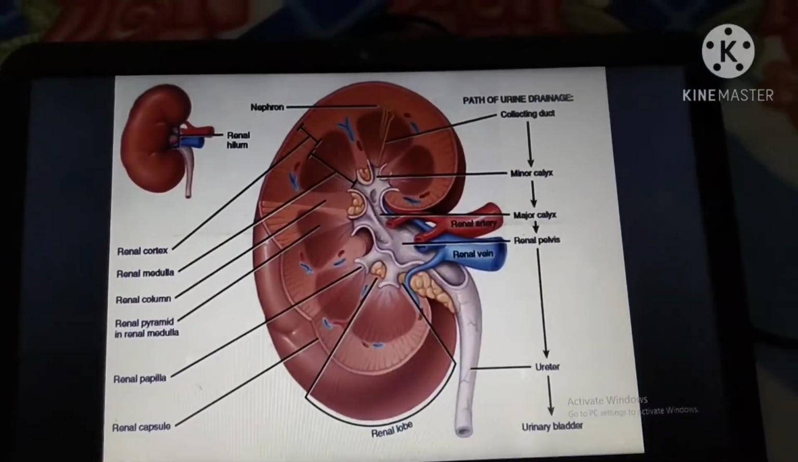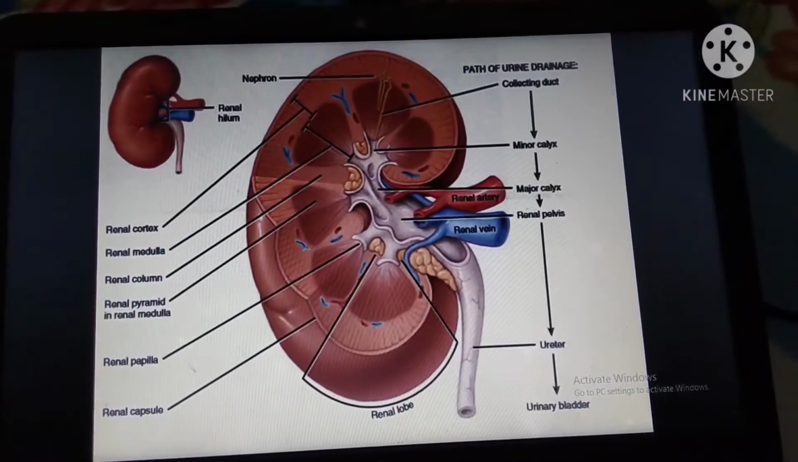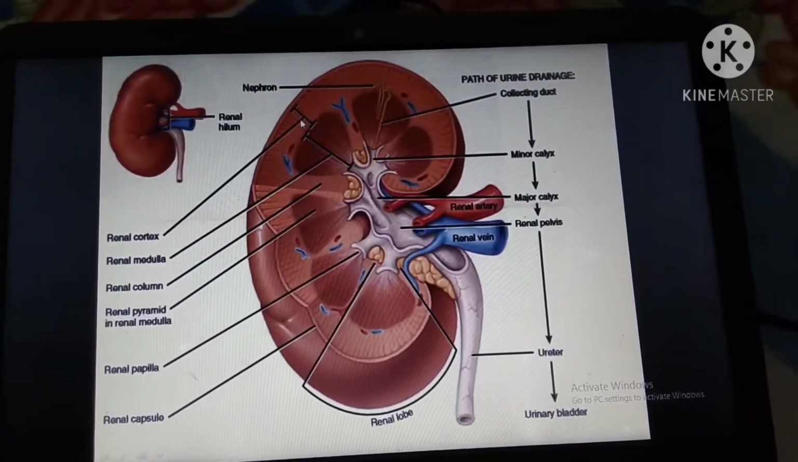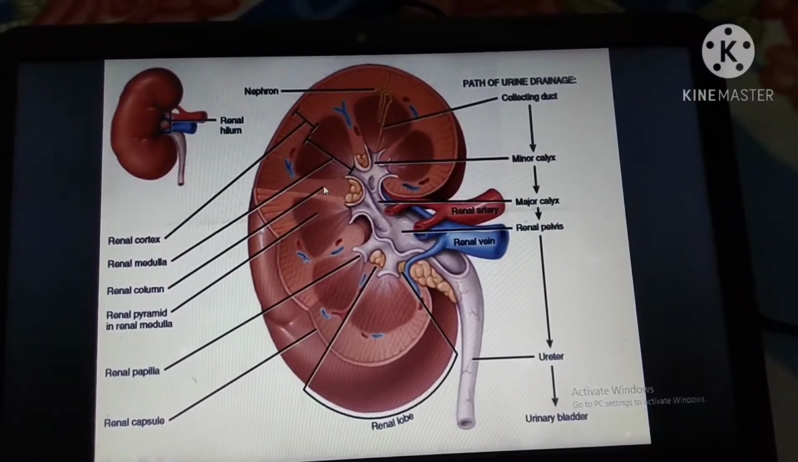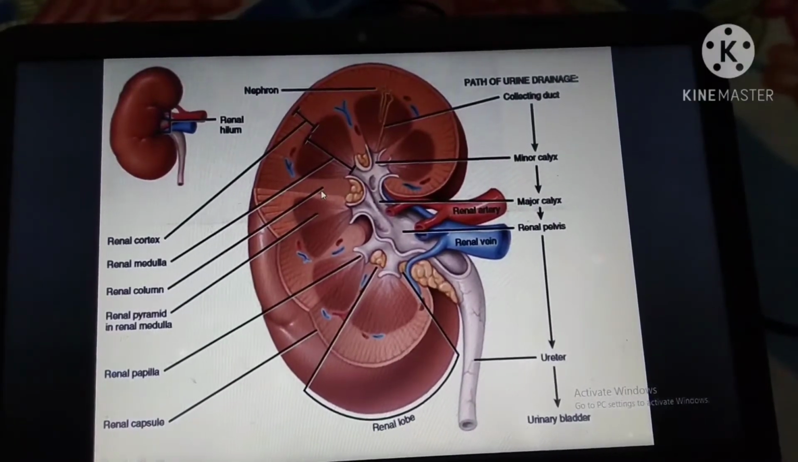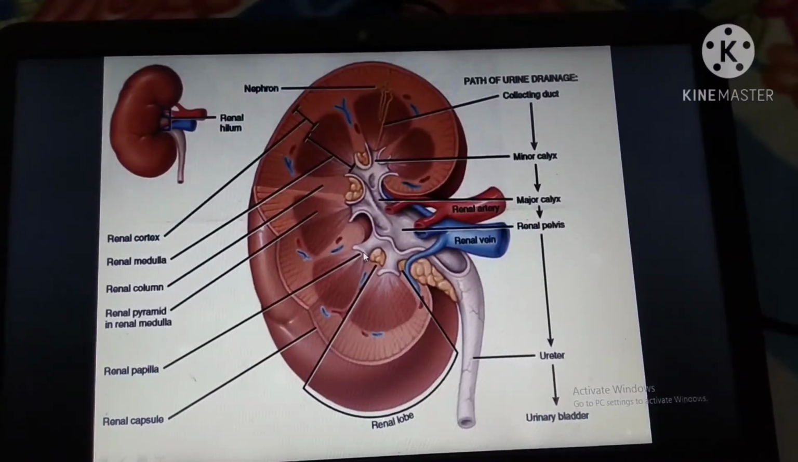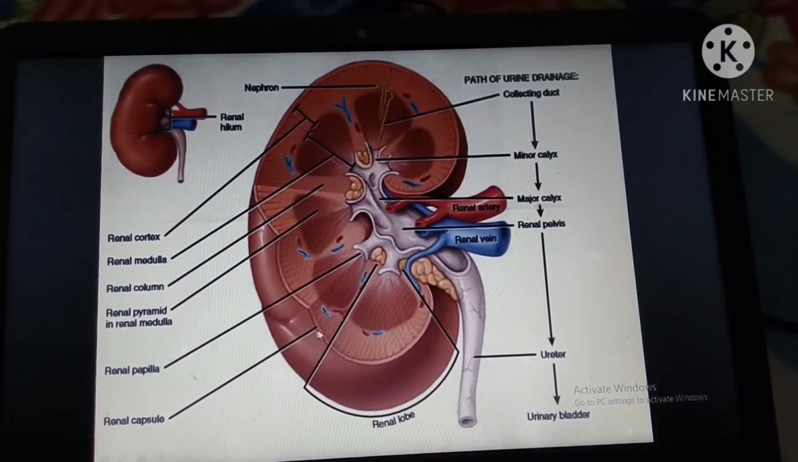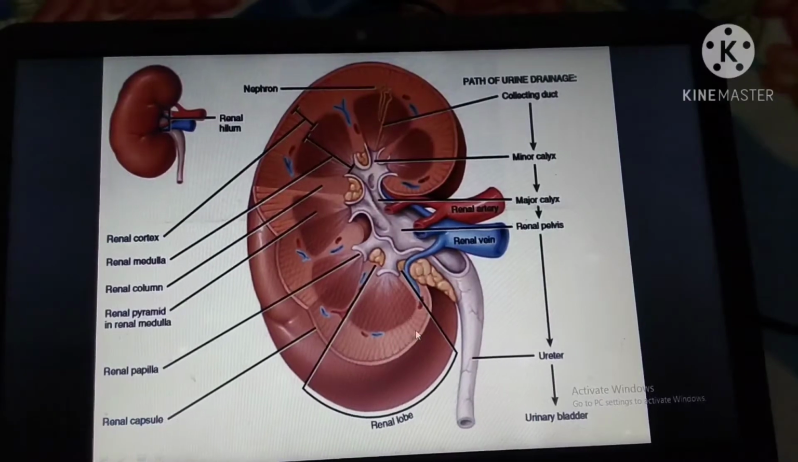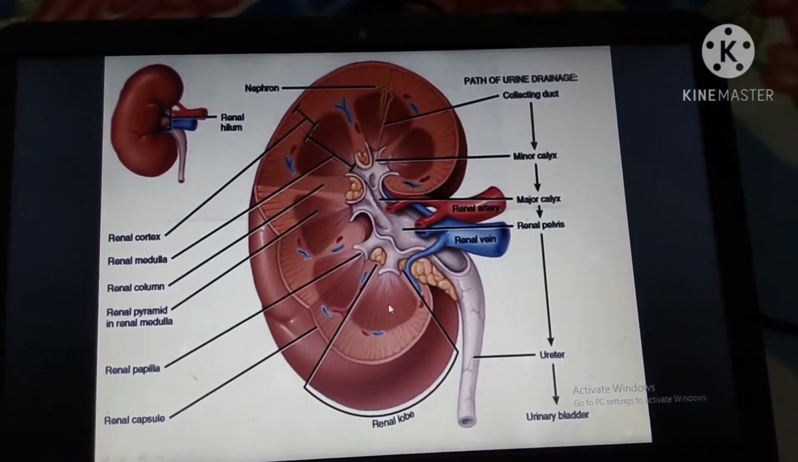Here is the internal structure of the kidney. We clearly show where the renal cortex is. This is renal medulla. In between the two renal medullae there is a renal column. There is a renal pyramid. This is renal papilla. This is the renal capsule. This is the renal lobe, which consists of renal cortex and medulla. Okay, the total thing is called a renal lobe.